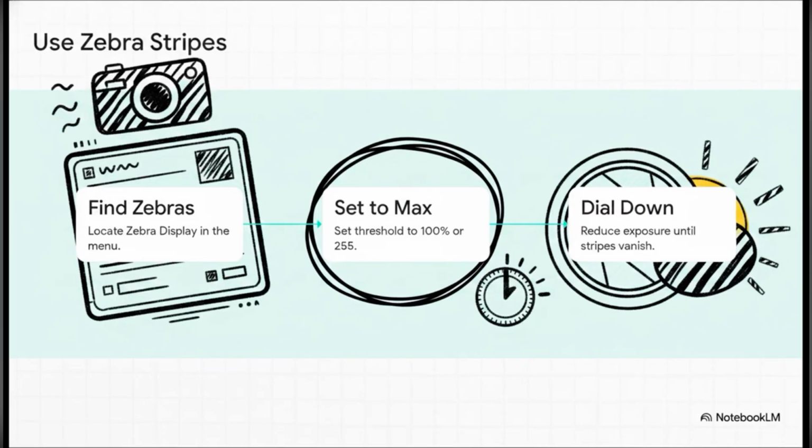Luckily, to prevent this exact nightmare, we can practically automate our exposure using Zebra Stripes. Just follow these exact steps. First, dig into your menus and turn on Zebra Display. But, and this is super key, make sure you set the threshold to the absolute maximum, usually 100% or 255. Then, while you're shooting, simply dial your exposure down while looking through the viewfinder until those weird moving stripes completely vanish from your bright clouds or snow. Boom. You instantly have the absolute perfect exposure.